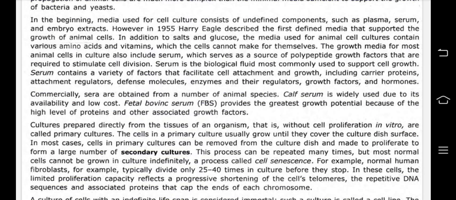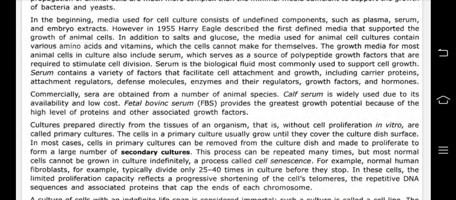The growth media for most animal cells in culture also includes serum. It serves as a source of polypeptide growth factors that are required to stimulate cell division. Serum is the biological fluid most commonly used to support cell growth. So why is serum used? Because serum serves as a source of polypeptide growth factors that are required to stimulate cell division.